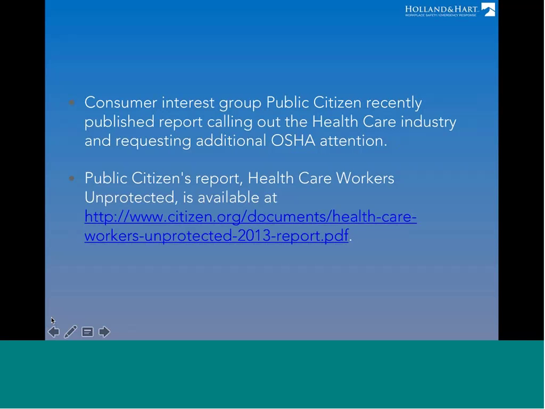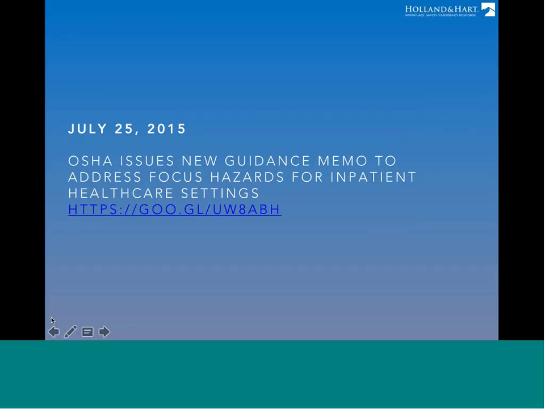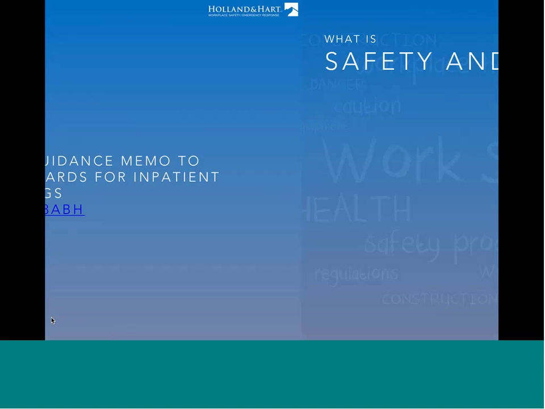And we recommend that you take a look at Public Citizen's report. The address is the one listed here on your screen. This is the kind of information that's out in the public domain and something that OSHA is following closely in terms of the political pressure that may be on the agency to take action with respect to the healthcare industry. Most importantly, we're going to be spending most of today's presentation talking about the July 25th, 2015 guidance memo, which specifically was intended by the agency to address specific hazards for inpatient healthcare settings. And Matt's going to be talking to you about that in detail.